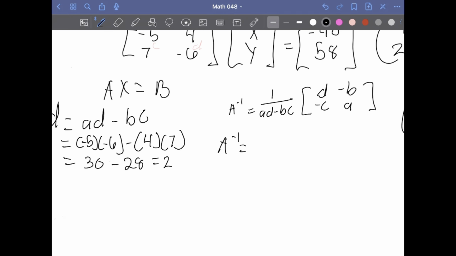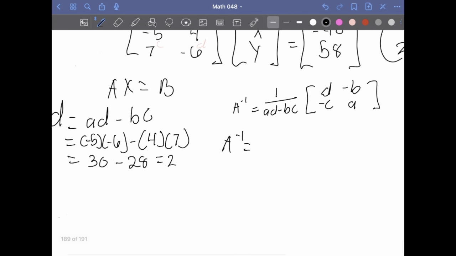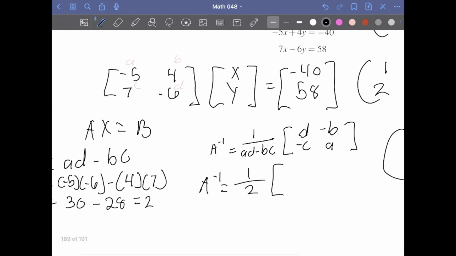We already found the determinant, that's 2, so A inverse is just 1 over 2. And then switch positions. D is -6, so -6 goes here. A is -5, so -5 goes here. And then you just make 7 and 4 negative. So A inverse is a half, -6, -4, negative.